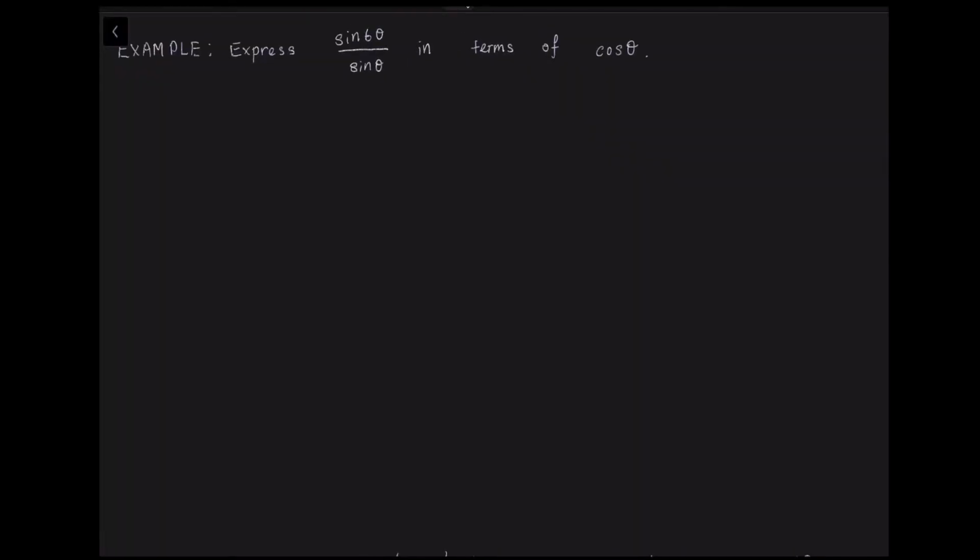Let's now look at how to express sine 6 theta over sine theta in terms of cos theta. So sine 6 theta again is the imaginary part of cos 6 theta plus i sine 6 theta. We apply De Moivre's theorem and expand it using the binomial theorem.